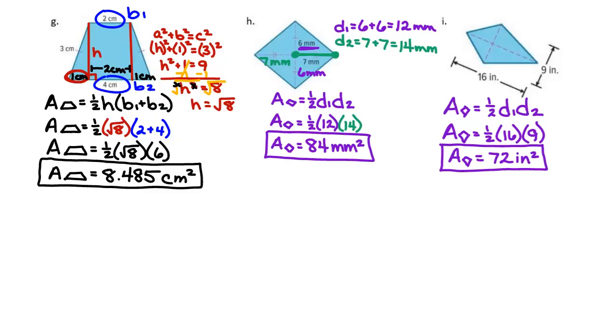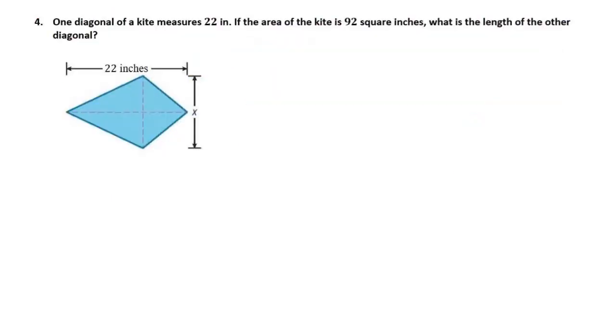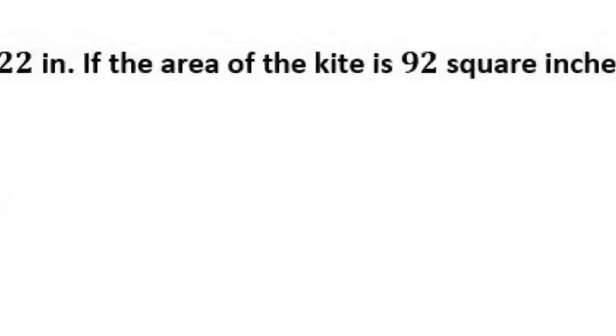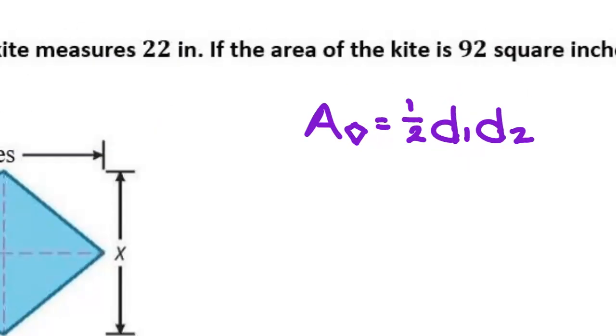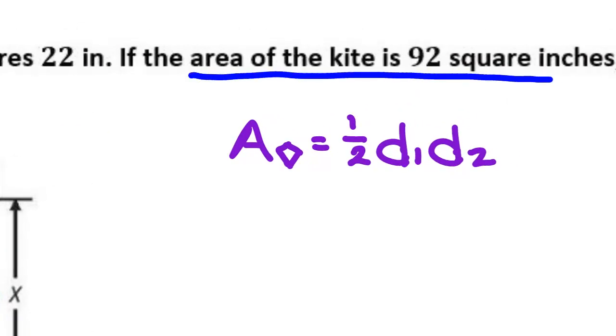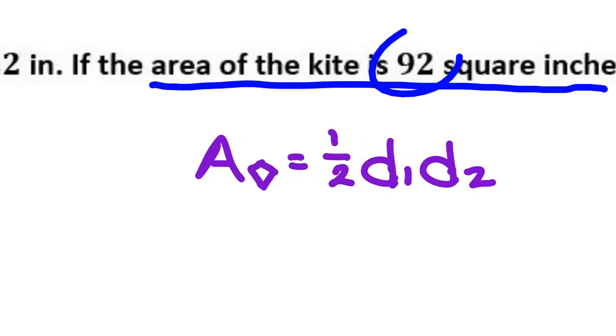All right, let's go look at number 4. Number 4 says one diagonal of a kite measures 22 inches. If the area of the kite is 92 square inches, what is the length of the other diagonal? So I'm going to start with my formula. The area for a kite is 1/2 diagonal 1 times diagonal 2. It tells me the area of the kite is 92 square inches. So I'm going to put 92 in the place of area.